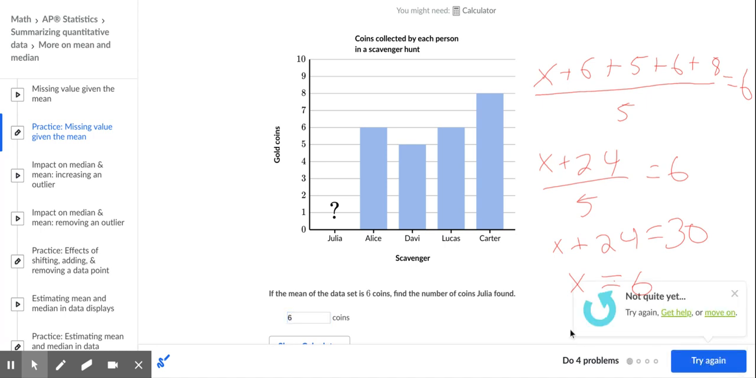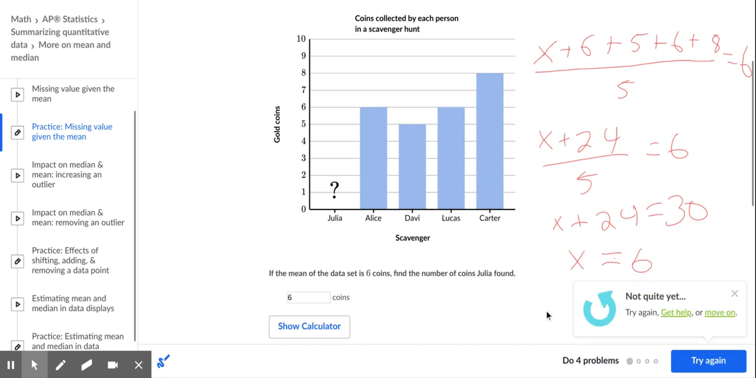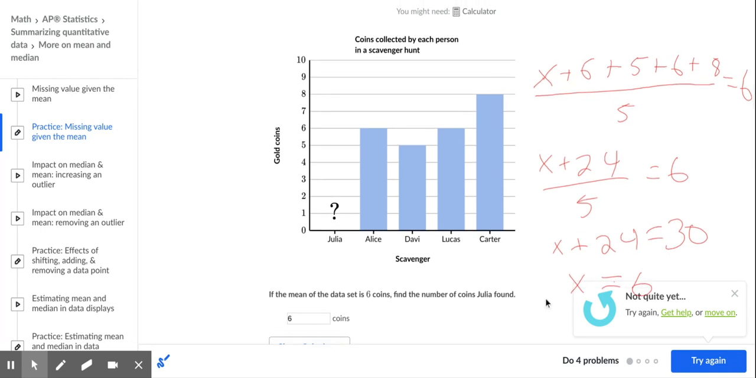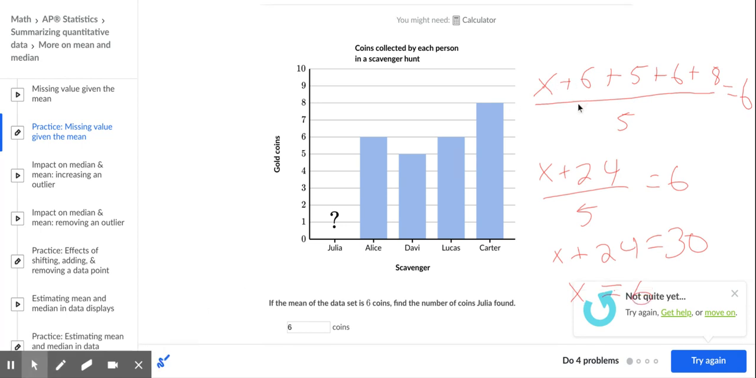And what? What do you mean it's wrong? Hold on. Oh, I see what I did wrong.